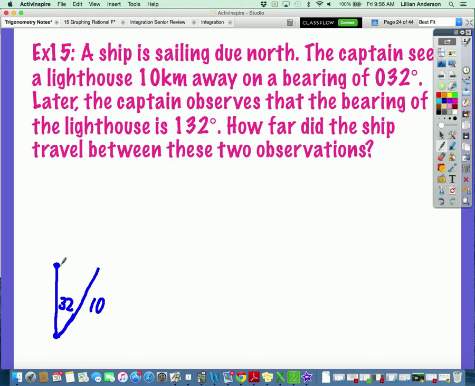Later he observes the bearing of the lighthouse is 132 degrees. How far did the ship travel between those two observations? So how do I represent that? Would you put the line at the bottom and then draw the other one? It's like this, and then it looks like this. Do you want to see my picture? Because I don't know how to explain that.